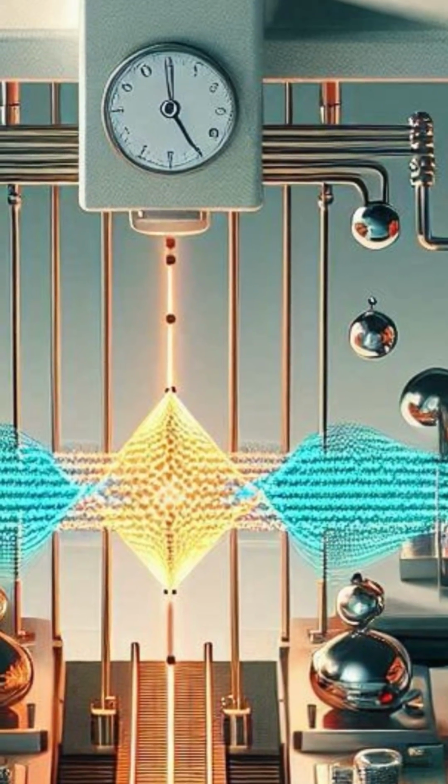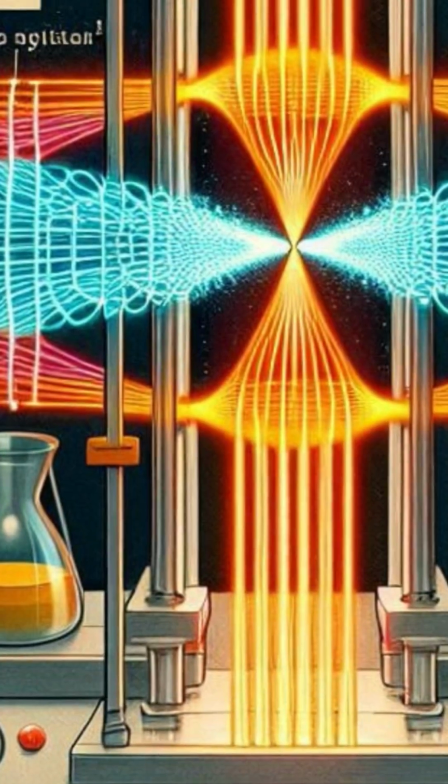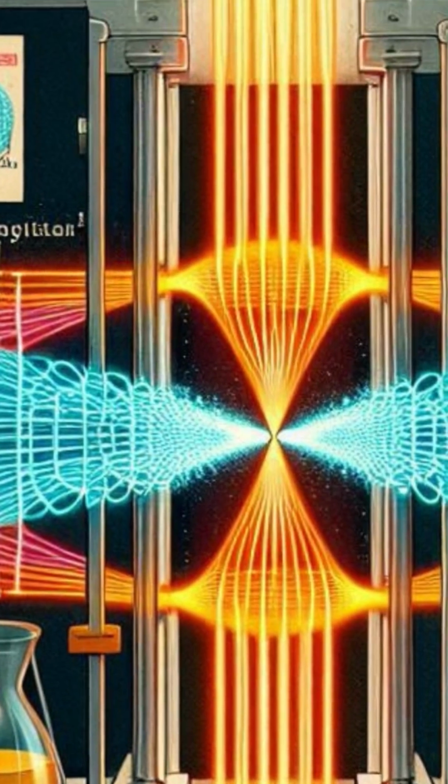The experiment's central idea is to delay the decision on how to measure a quantum particle, specifically whether to observe it as a wave or a particle, until after it has already passed through the double slits. The setup works like this.